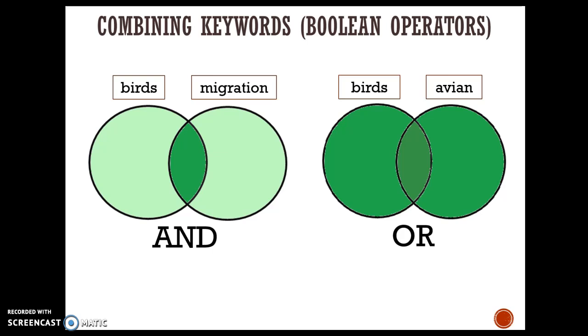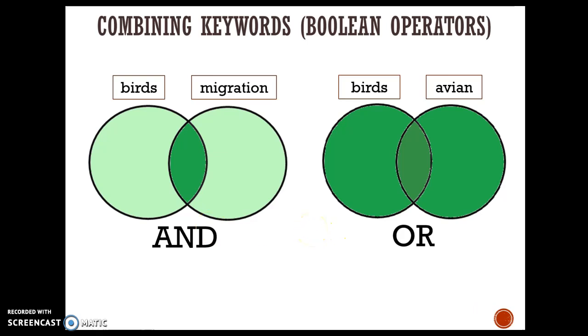The one caveat with this search is you want to use or for two keywords that are similar. Because if you don't, it won't give you what you want. So birds or avian, they're similar terms, different ways to talk about the same thing. So just remember, you only use or with similar words, a different way to say the same thing. If that makes sense.